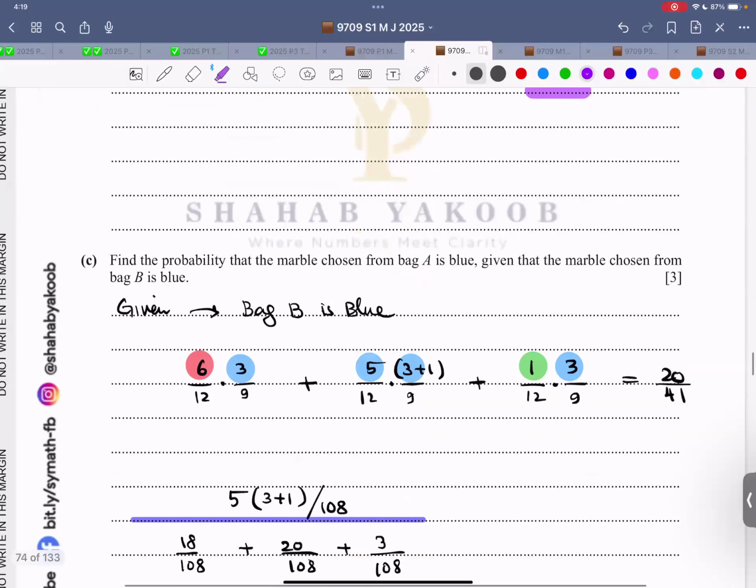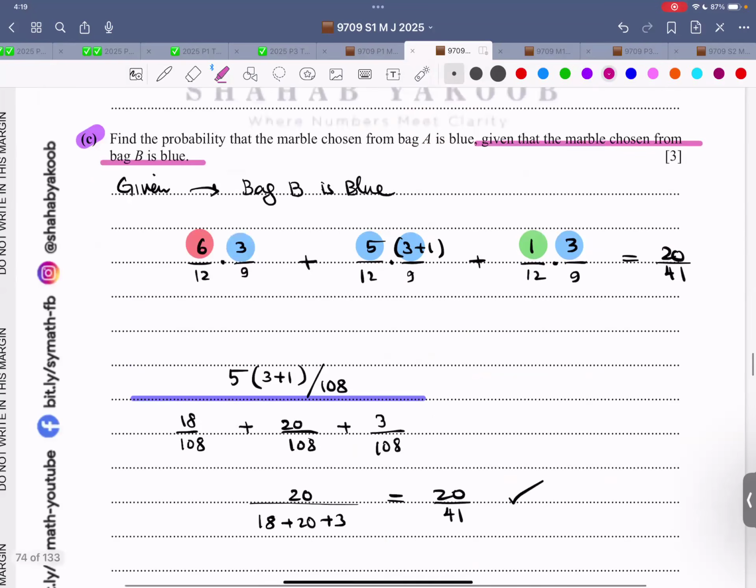Now, conditional probability question. Find the probability the marble chosen from bag A is blue, given the marble chosen from bag B is blue. So whatever comes after the word given, that is the condition. Given that the marble chosen from bag B is blue.